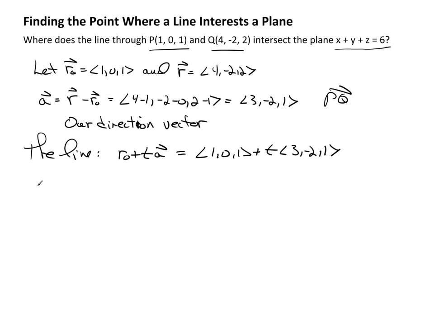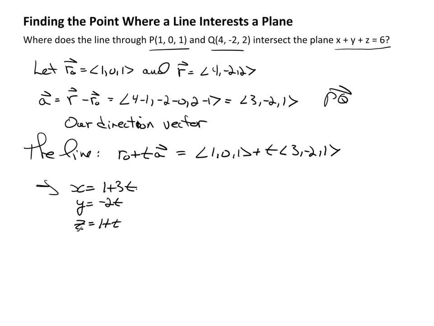And that would then give me, in parametric form, x equals 1 plus 3t, y equals negative 2t, and z is equal to 1 plus t. I don't know why I keep writing 2's rather than t's. It's been one of those days. Okay, so 1 plus t.